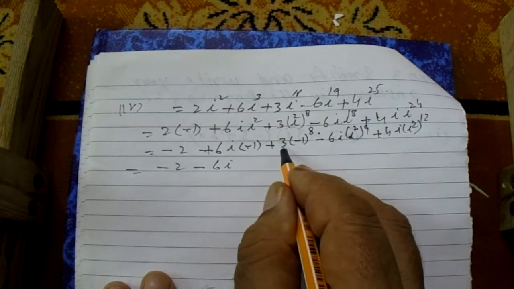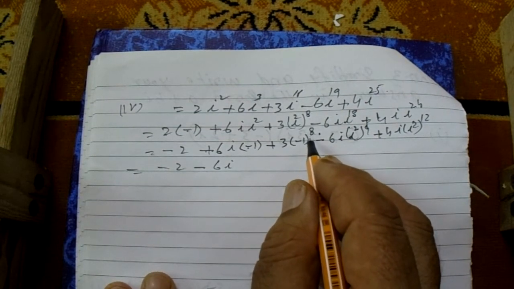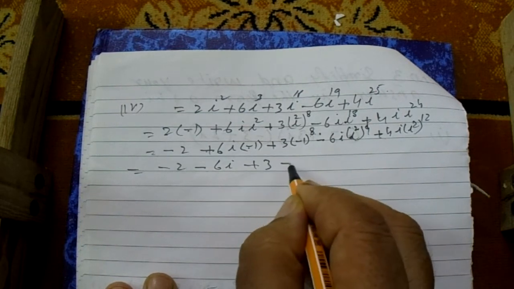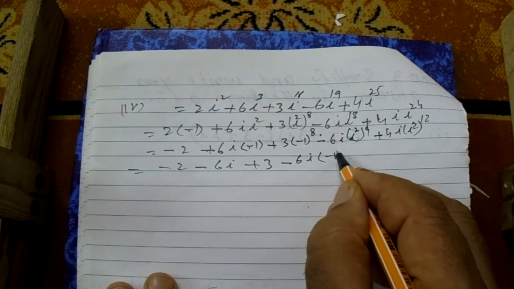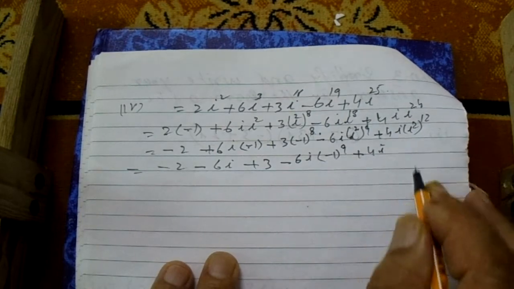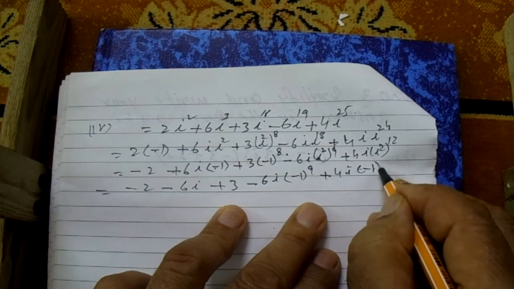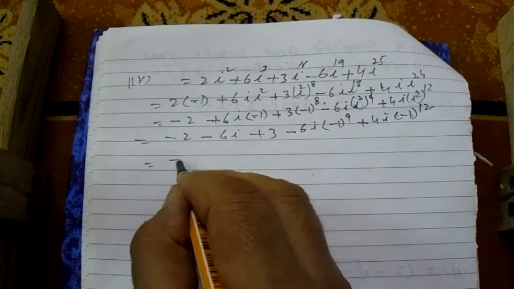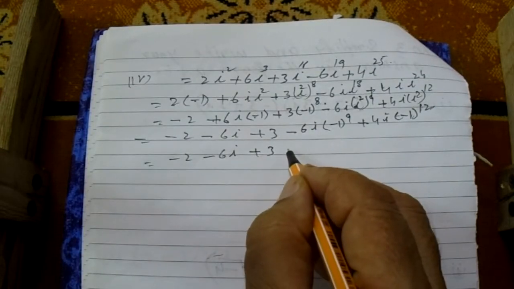Now this 3 and minus 1 power 8, it will be plus 1. You write here only plus 3. Minus 6 iota and iota minus 1. This minus 1 and here is 9 and plus 4 iota and iota square is equal to minus 1. You write here minus 1 power 12. Again is equal to minus 2 minus 6 iota plus 3 minus 6.